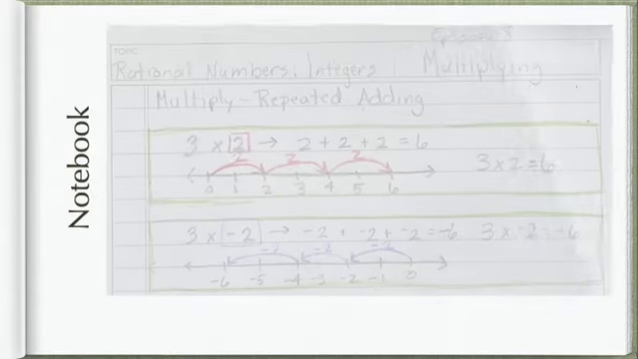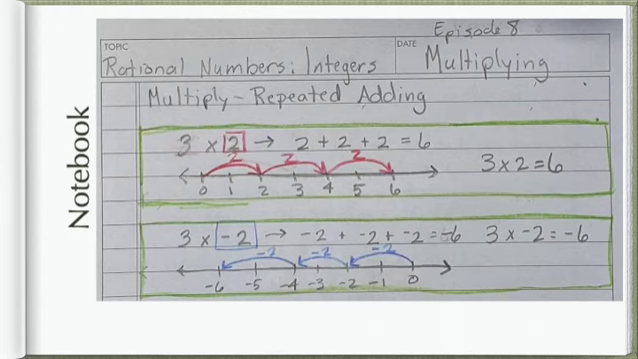So I didn't do the negative times a negative in our number line notes. We'll get to that later on in the notes. So the title is Rational Numbers, Integers, and we are multiplying. To multiply means repeated adding. And there are 2 of our examples.